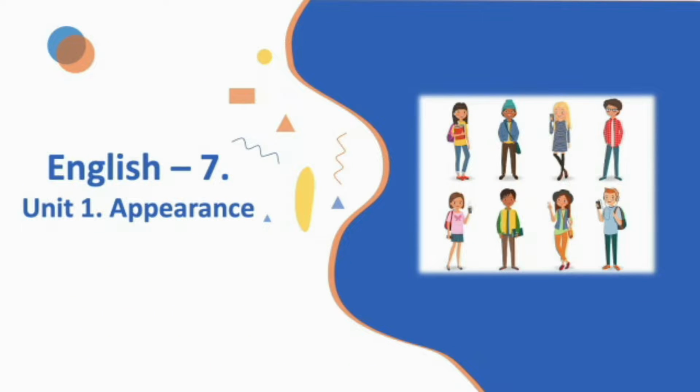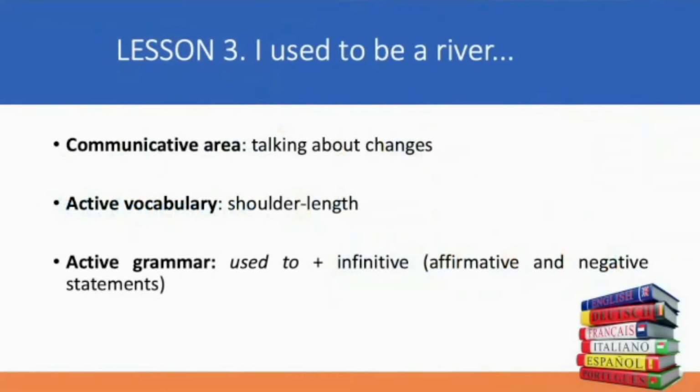Welcome to Unit 1. It's called Appearance. And today we are dealing with Lesson 3. I used to be a river. My name's Alexandra, and today we are working together. Communicative area of the lesson includes talking about changes.